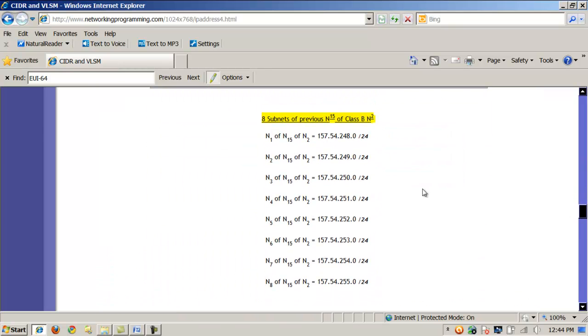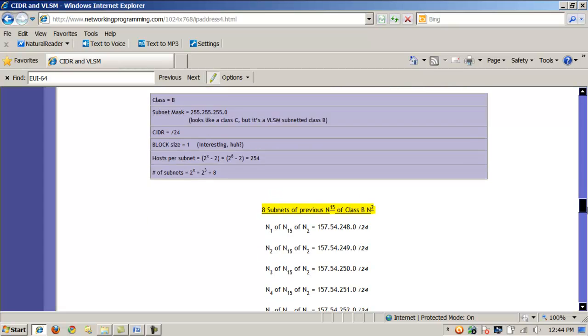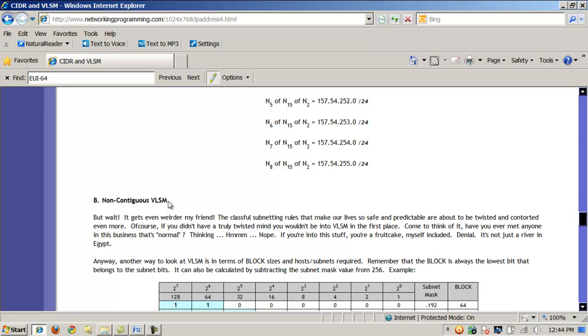And that's all we're doing here. So the first, second, third, fourth, fifth, sixth, seventh, and eighth subnets, respectively, will simply go up by 1 based on the block value. 248, 249, 250, 251, 252, 253, 254, and then the last one here, 255. Okay, that's contiguous VLSM.